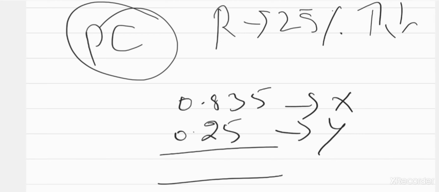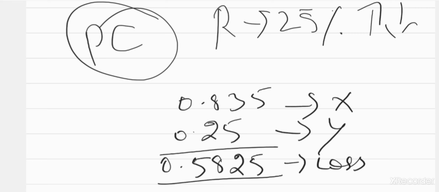So what happens? What is the loss? The loss is 0.5825. This is the loss. So please understand this. Do not over diversify. So these are the 5 aspects which I will say the problem of diversification. So what are the aspects?